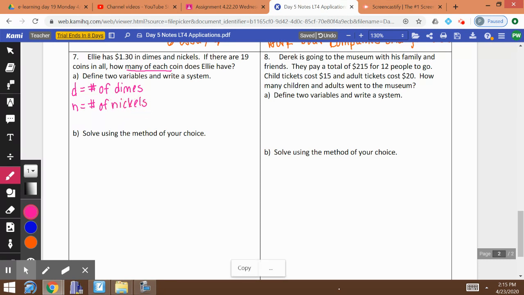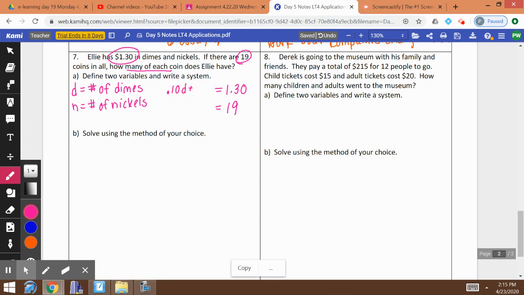All right, so there are 19 coins in all, and she has a total of $1.30. So again, I look for my totals. $1.30 is one total, and 19 coins in all. Now, I don't give any other numbers here, but there's some things that I expect us to know about dimes and nickels. We should know that a dime is 10 cents, so 10 cents times the number of dimes.